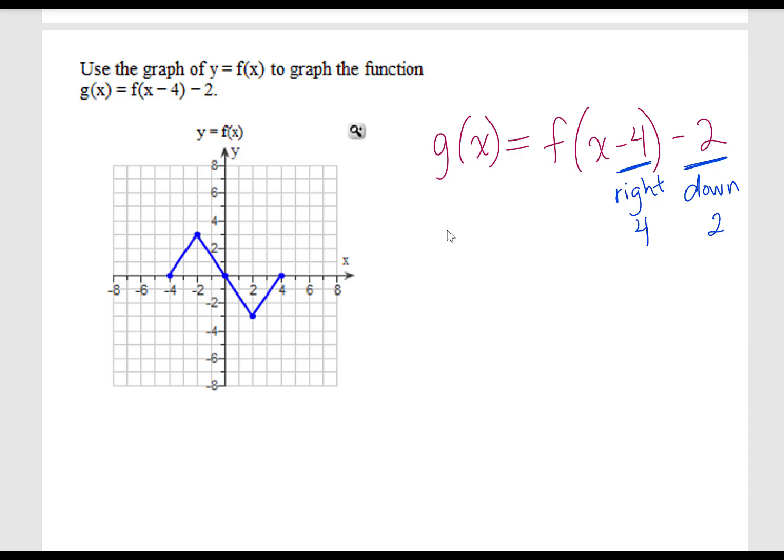So starting from that negative 4, 0, I'm going to go right 4 units, which takes me to the origin, and then down 2. And just do that for all the other points. So I'm just traveling right, up diagonally to that next point. I'm going to go over to the right for 4, and then down 2. So that movement went like this.